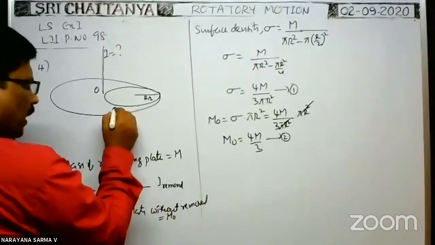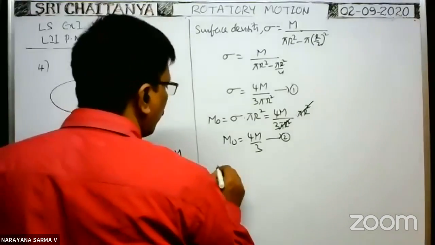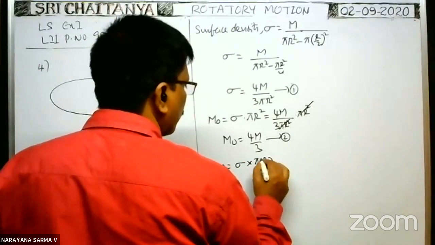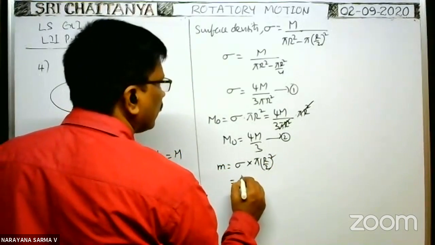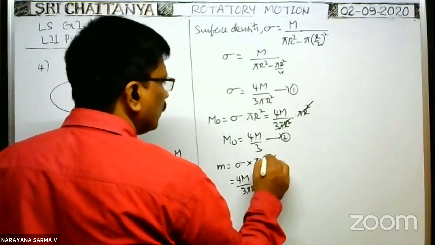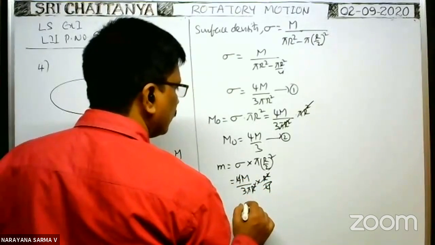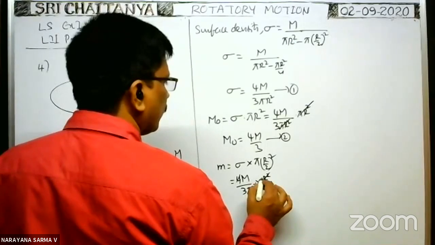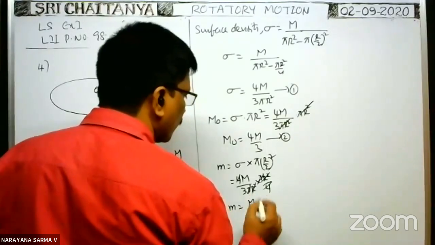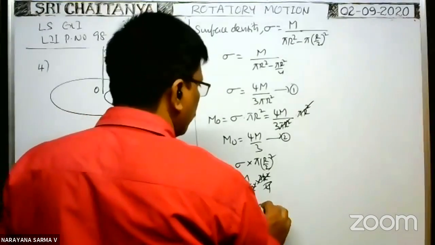Okay, what is the mass of the removed part? We need to find the moment of inertia of the removed part. Mass of the removed part means surface density into area of the removed part. Area of the removed part is equal to pi into r/2 whole square only, no? So sigma means 4m by 3 pi r square into r square by 4. The 4 cancels, r square cancels, pi cancels. Therefore, small m is equal to m by 3. Okay. So this is equation 3.